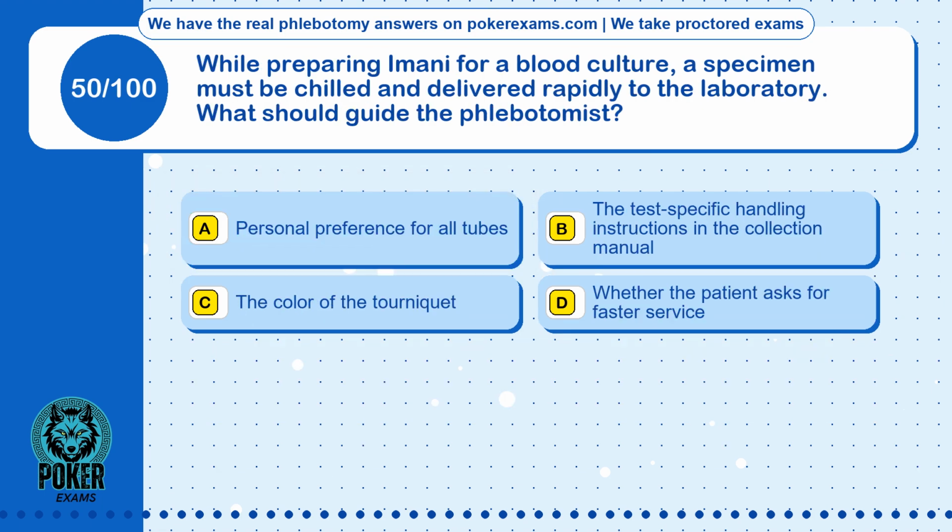Question 50. While preparing Imani for a blood culture, a specimen must be chilled and delivered rapidly to the laboratory. What should guide the phlebotomist? Option A, personal preference for all tubes. Option B, the test-specific handling instructions in the collection manual. Option C, the color of the tourniquet. Option D, whether the patient asks for faster service.